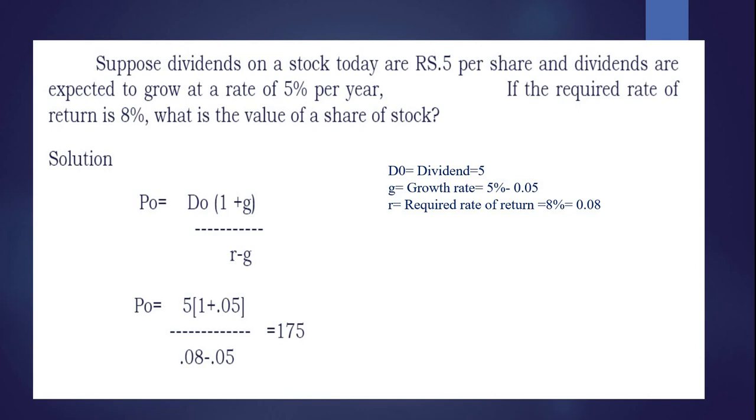D0. What does D0 indicate? It is the dividend. So in this problem, how much is the dividend? In the first line, they have clearly given that the dividend paid is rupees 5. Correct. So D0 is 5.